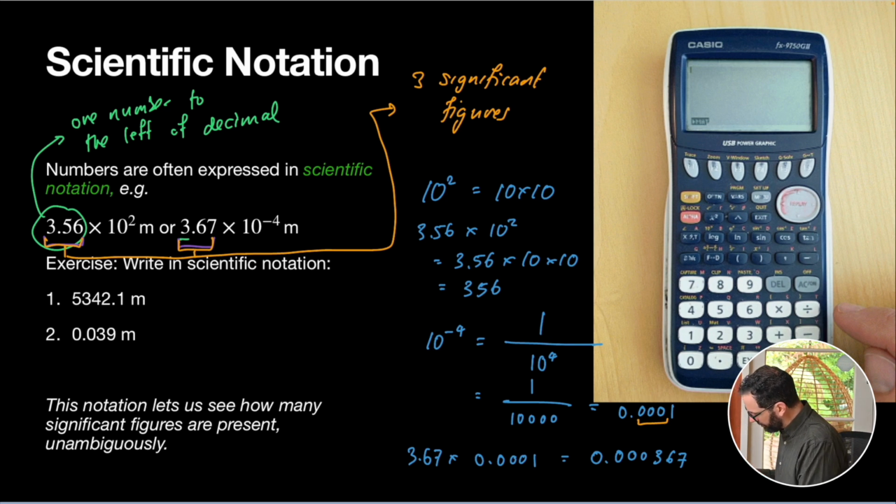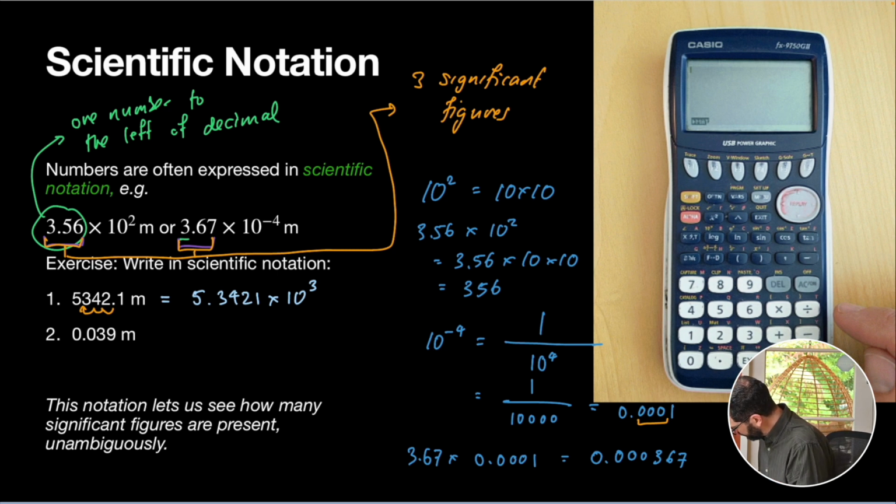If we want to write 5342.1 in scientific notation, that would equal 1 digit to the left of the decimal point, 5.3421. To do that, we moved the decimal place 1, 2, 3 steps, so it's going to be times 10 to the power of 3, or times 1,000.